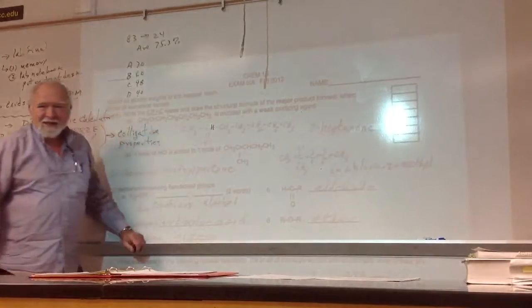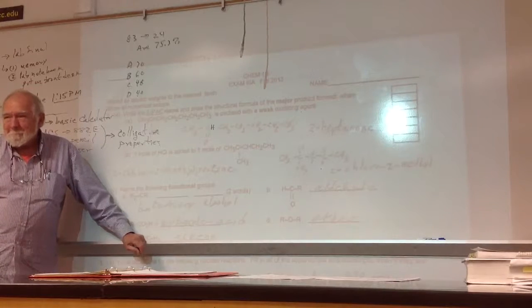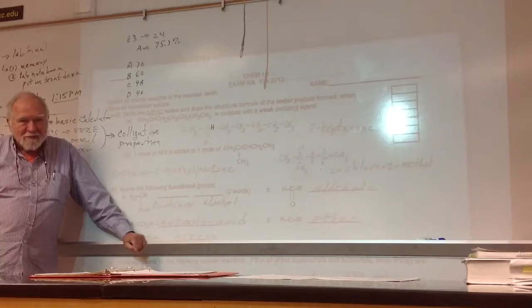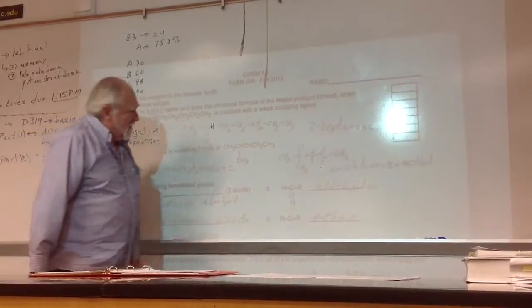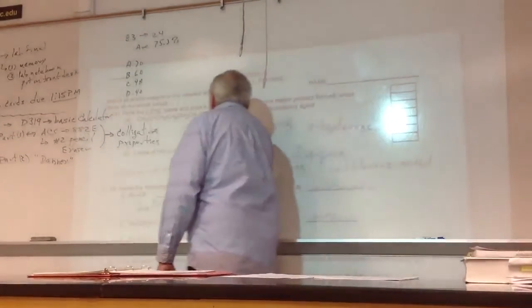People left that there. Now how many bonds do you have to the carbon? 5. That can't be right. Carbon only has 4 bonds. So, and then it was straightforward, 2-heptanone.